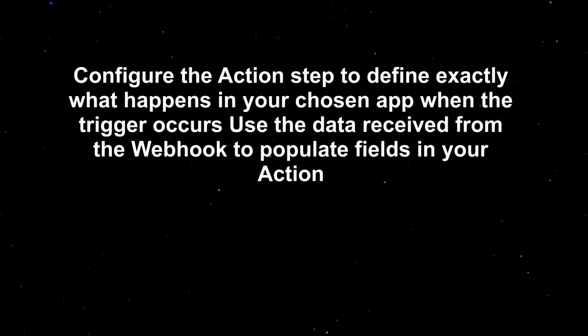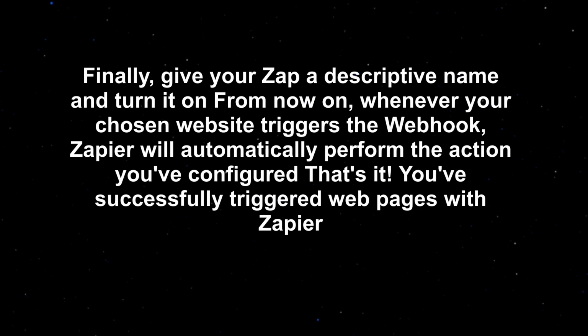Configure the action step to define exactly what happens in your chosen app when the trigger occurs. Use the data received from the webhook to populate fields in your action. Finally, give your app a descriptive name and turn it on.